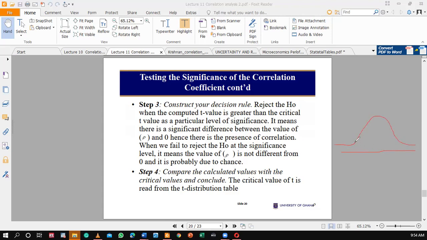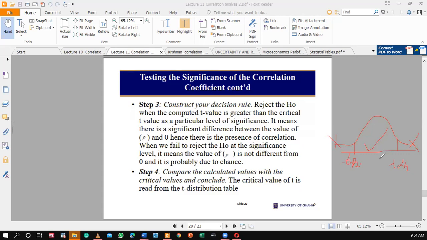If the test is two-tailed, then this side is t alpha on 2 with the degrees of freedom, the minus t, and then this side will be t alpha on 2 with the degrees of freedom. This is the acceptance region for the null hypothesis, and then this side and this side are the rejection regions.